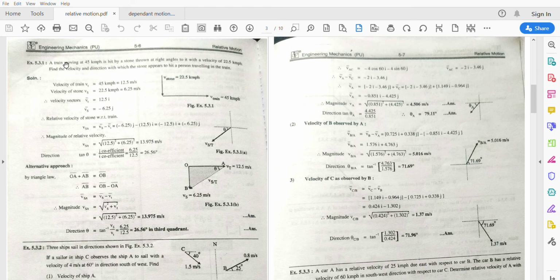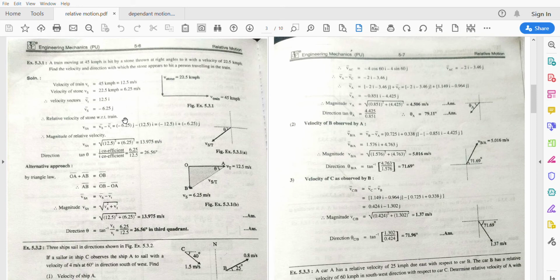Now take an example. A train moving at 45 kmph is hit by a stone thrown at right angles with a velocity of 22.5 kilometers per hour. So convert those velocities. Now remember, in relative velocity you can express the velocity as v bar equals vx i plus vy j. So convert it. Then this is acting along the horizontal direction, this is acting along the vertical direction. So accordingly we can establish them in i, j format. V of train is 12.5 meters per second and V of stone is -6.25 because it is in the downward direction.